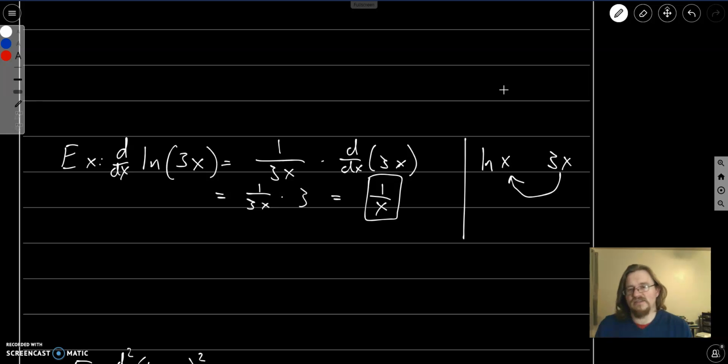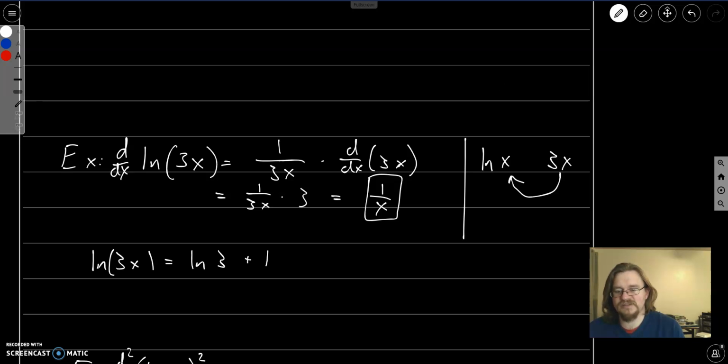Now, again, just like before, when I look at a natural log, there's special rules for this. And in fact, the natural log of 3x is the same thing as the natural log of 3 plus the natural log of x, right? If you add logarithms, we multiply their insides. So what is the derivative of the natural log of 3x? Well, this is the derivative of the natural log of 3 plus the natural log of x.